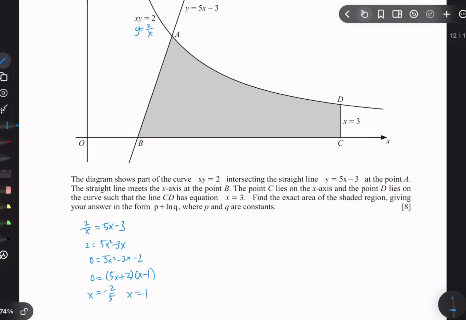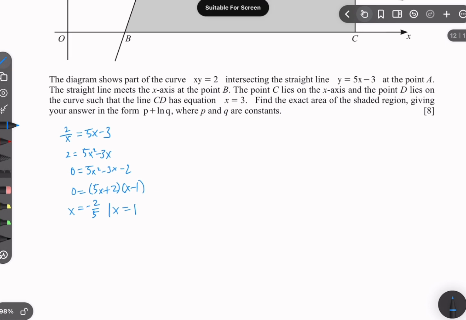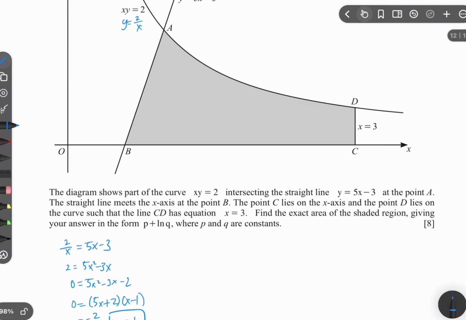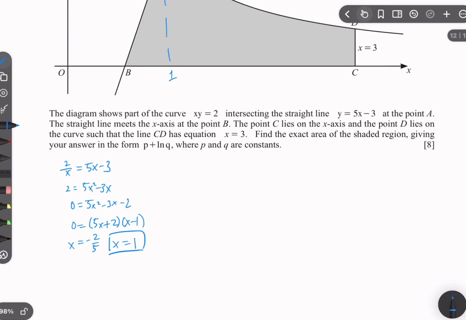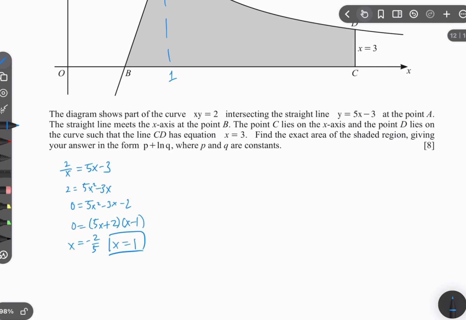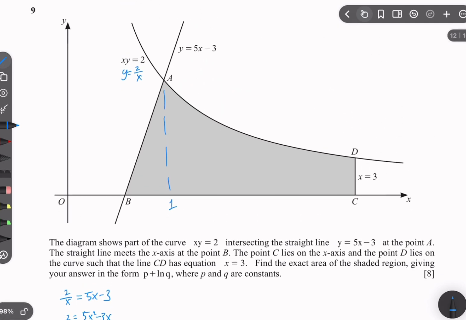So we have two values for x, but x can only be 1 because A is in this positive quadrant. So it can't be minus 2 over 5. Okay, so this will be 1. Now we can find B.